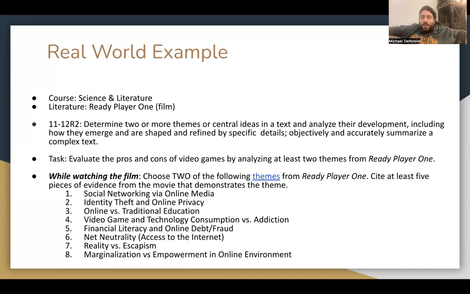While watching the film, I'm telling them to choose two of the following themes from Ready Player One. I gave them a link to an article which basically helps them determine these themes down here. Cite at least 5 pieces of evidence from the movie that demonstrates the theme. And then I gave them themes that they can work with, so they had someplace to start. Now this is low level, because I'm asking them to recall and write down notes. But if they don't do this, they won't be able to do the task.